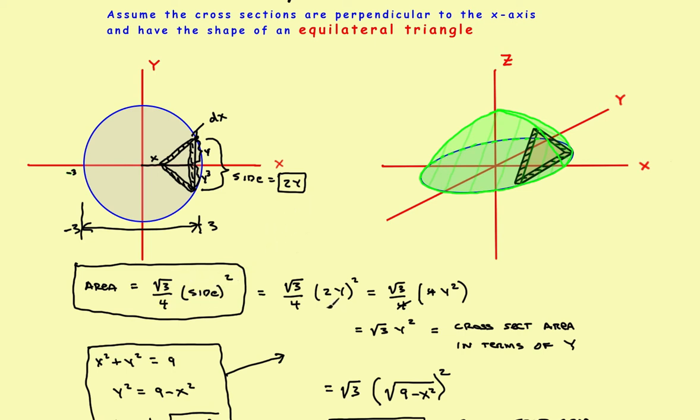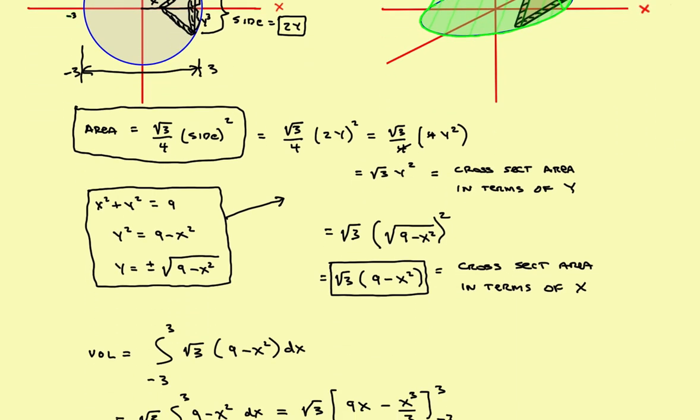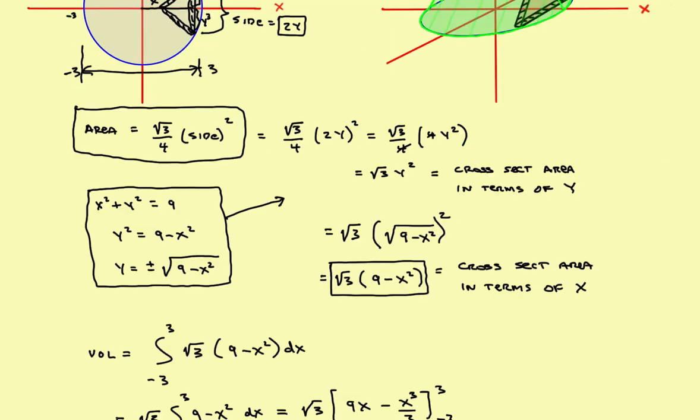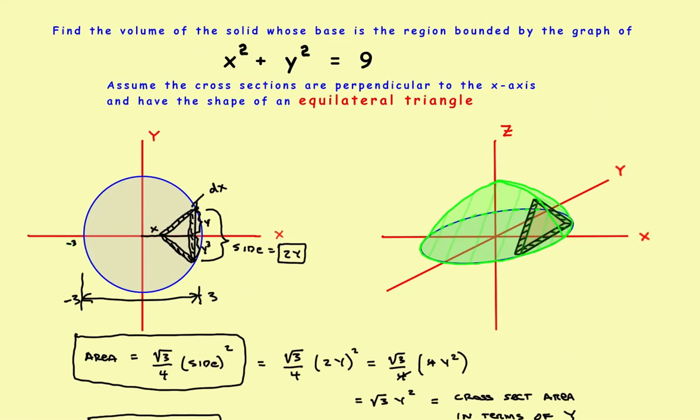Then the next step is to change it from this general formula into a specific formula for your problem, but in terms of x. Now in this case, first of all, I found it in terms of y, and then used the boundary conditions to change it into a cross-sectional area in terms of x. Once you've got it in that form, then it's just a matter of plugging it into this formula. So the volume is just the integral of a single cross-section times the thickness of that cross-section. And if you evaluate that integral, then you'll have the volume of the green solid, and you'd have your answer.